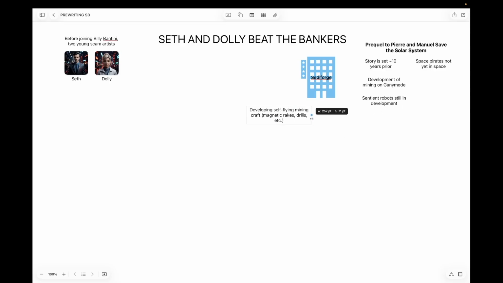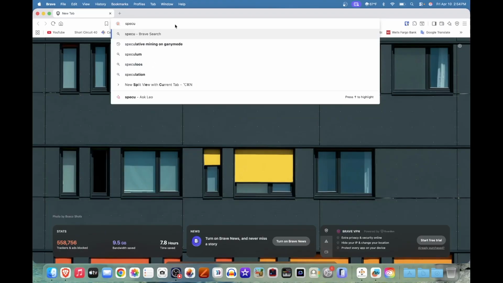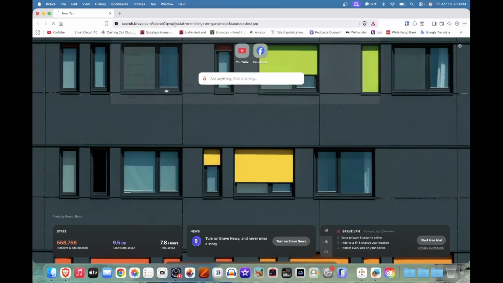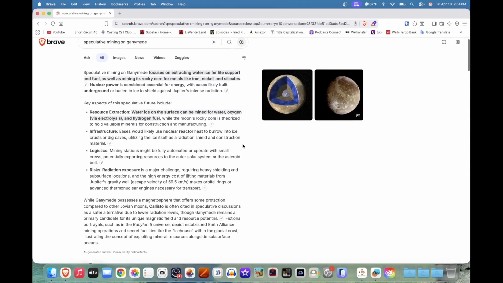Now, I'm going to have to do some research to see what kind of speculative technology would be used for that sort of thing. Not that it's a huge critical detail to the story, it's more about the characters. But just for the sake of plausibility, I will probably do some research. In fact, I think I'll do that right now. Let's look up speculative mining on Ganymede. I actually looked this up earlier, but I didn't really go into too much. So I'll do a search, and the AI result shows a summary of some of the things they found.